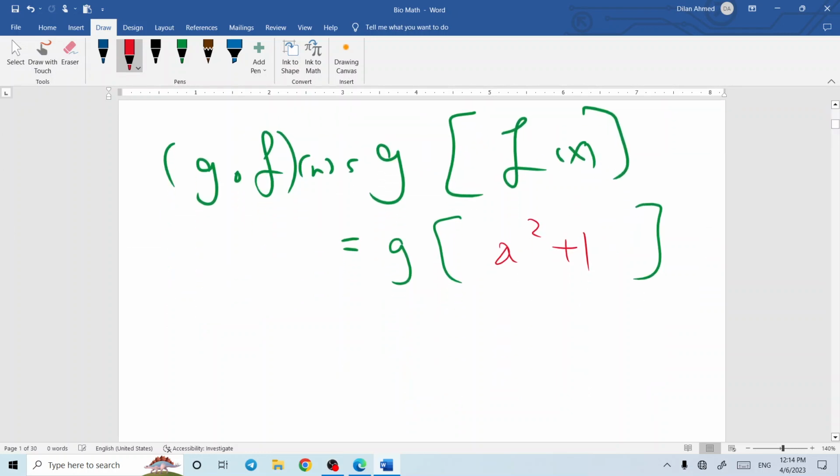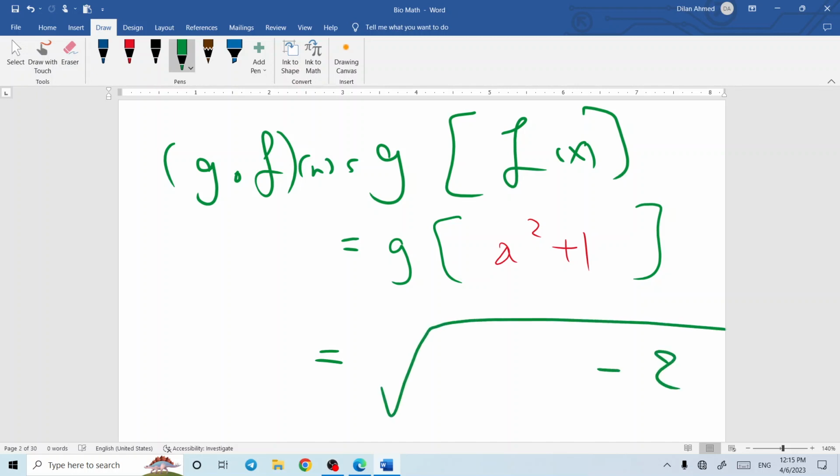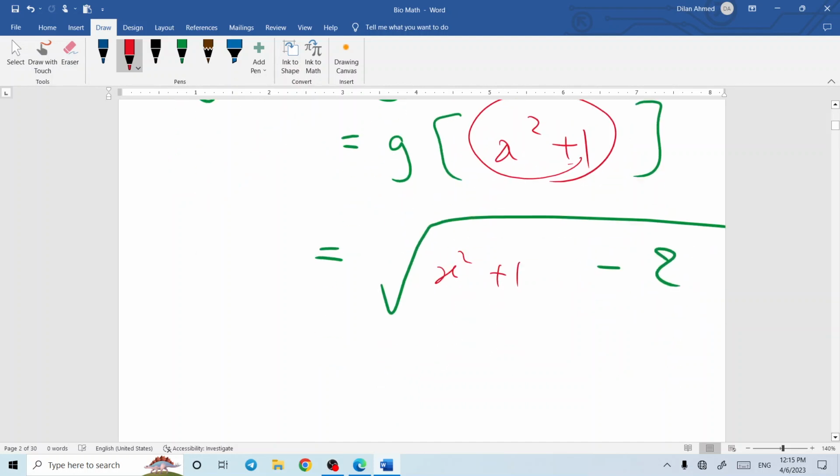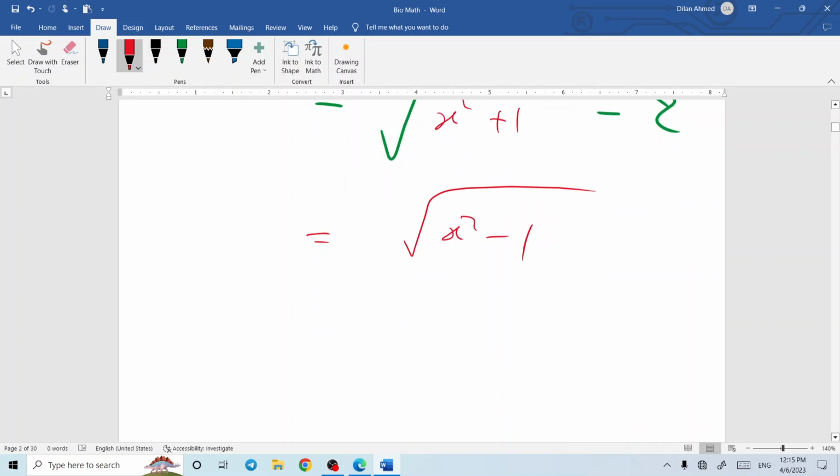Now, how about g? g says that whatever you have, take a square root and minus 2. Now I have this package, so I'm going to put it here. Understood? And by the result, I'll get what? And kindly do not separate the square root, because the square root cannot be separated over addition or subtraction, but can be distributed over multiplication and division. So careful, that's the answer.